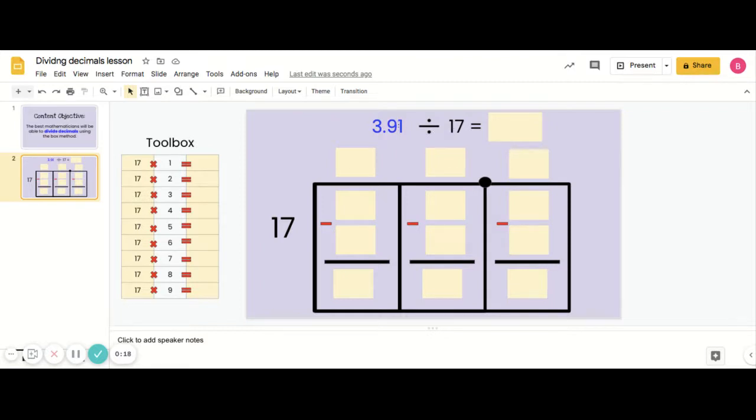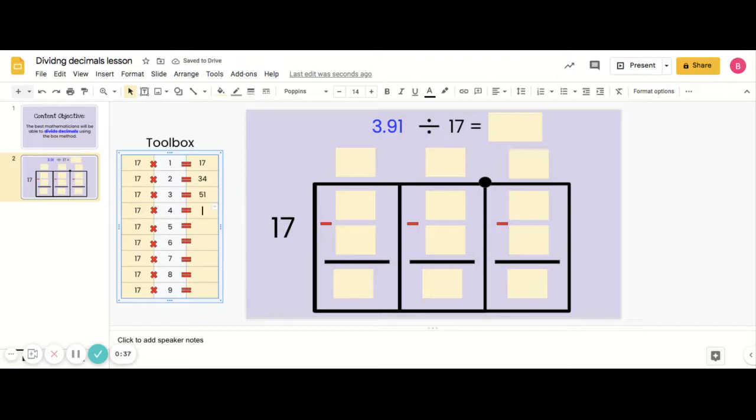The first step that we are going to do is fill in our toolbox here. We have our divisor 17, and then we have 17 times 1, which I know is 17. 17 times 2 is 34. 17 times 3 is 51. 17 times 4, 68. 17 times 5 is equal to 85.